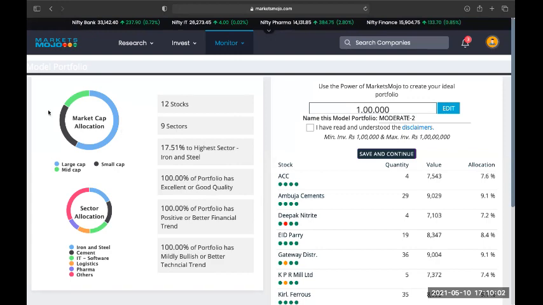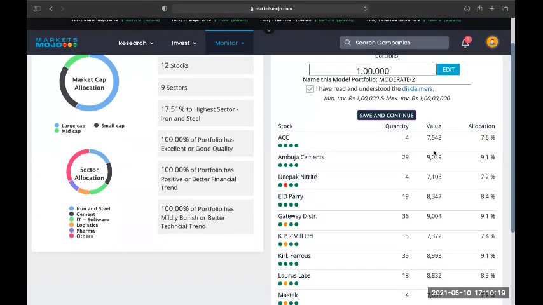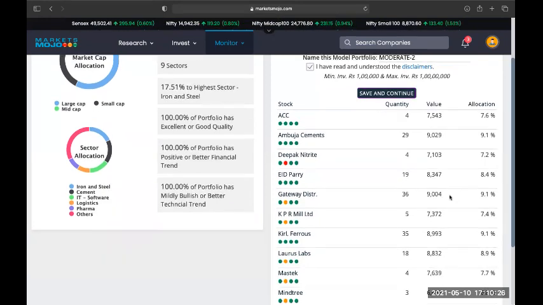So your portfolio is ready. If you have a budget of say 1 lakh rupees, this is your portfolio. You have an option over here: you just select I have read and understood, and you click save and continue, and it will give you an Excel sheet telling you what you should buy tomorrow morning. So basically your portfolio is ready. It is going to give you at what price to buy, how much quantity to buy, and what is the allocation to each of the stocks.